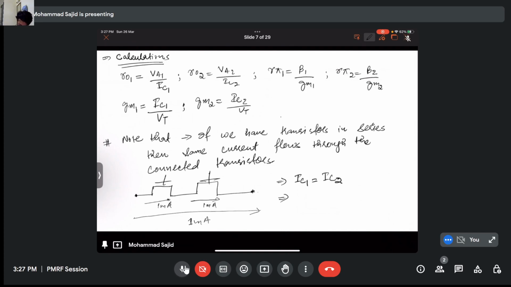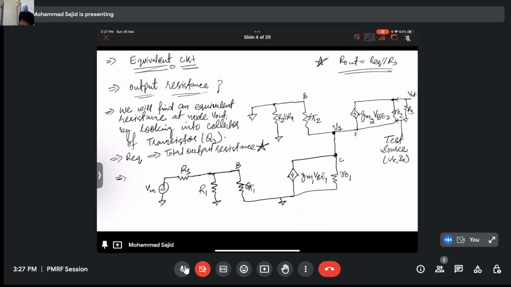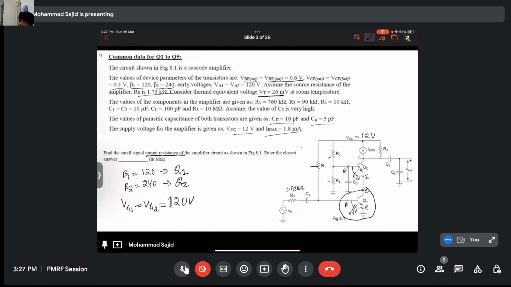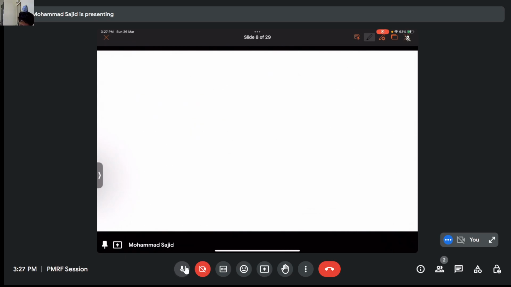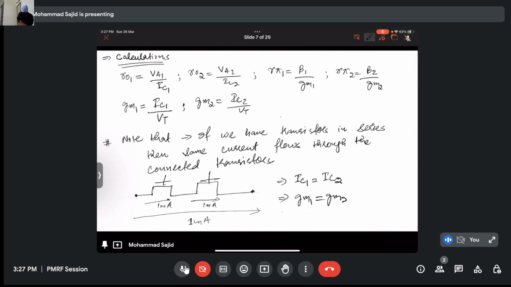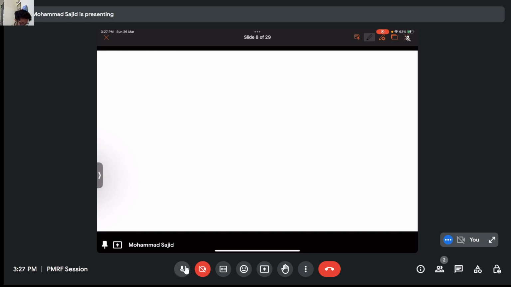What this will mean is, if you look at the expressions for GM1 and GM2, then GM1 will be equivalent to GM2. And also, let's go back, VA1 and VA2 are equivalent. So our RO1 will be equal to RO2 as well. Only different will be R pi 1 and R pi 2 because beta are different. So let's just have some calculations.